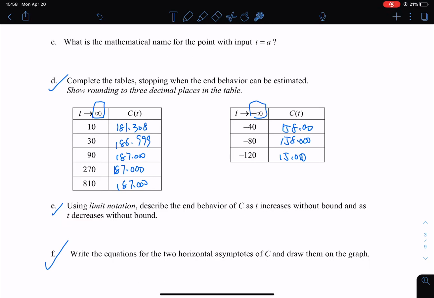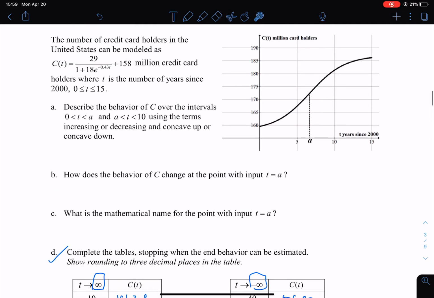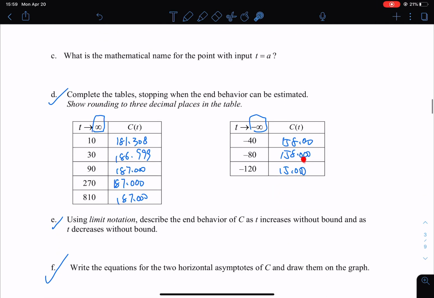So you can see when t goes to positive infinity, this number is increasing, and this is a very big number. When t goes to negative infinity, this is decreasing and goes to negative infinity. But here we can see a pattern: the C of t actually stays the same, 187. So that means that for this function we have the limiting value, and this one is the same. And next one, using the limit notation.